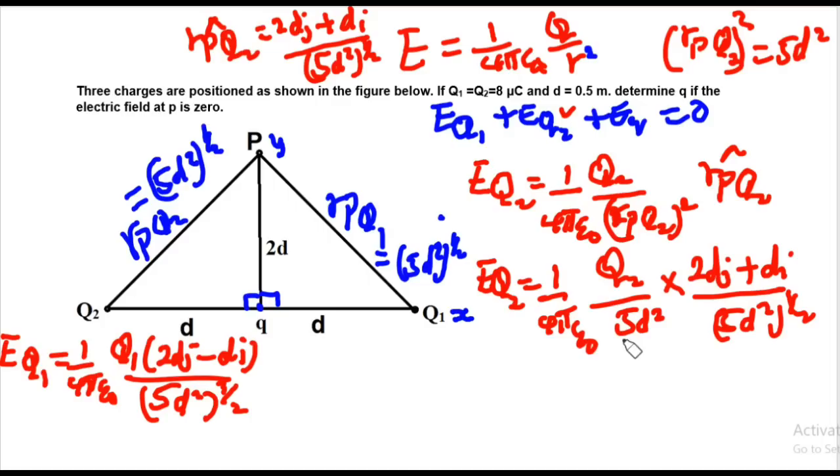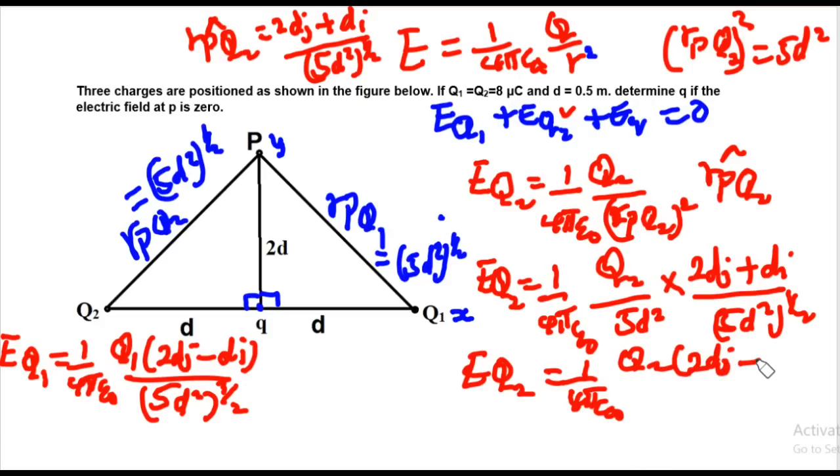So from the law of indices, if we multiply this, we have that EQ2 will be 1 over 4 pi epsilon 0, we have Q2, this will be 2dg, this is j, plus di upon 5d square to the power of 3 upon 2. So we have got the electric field due to Q2. We have it as EQ2.